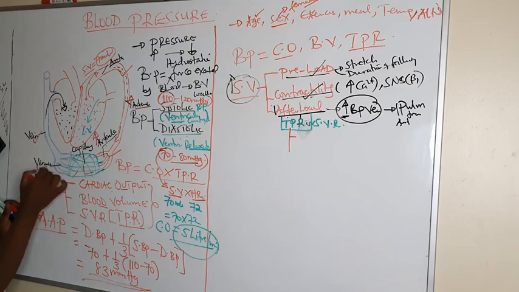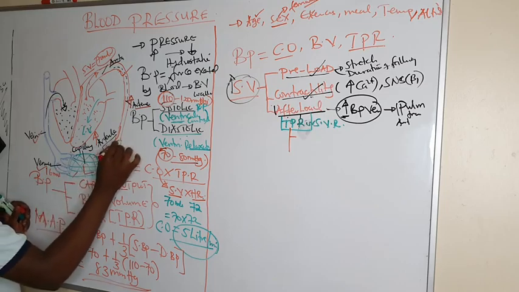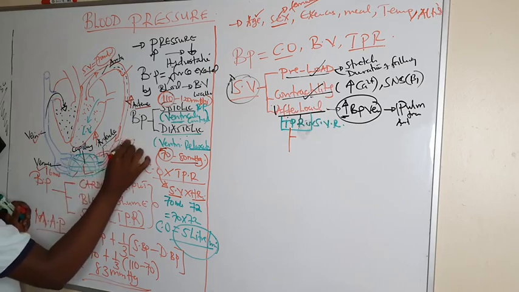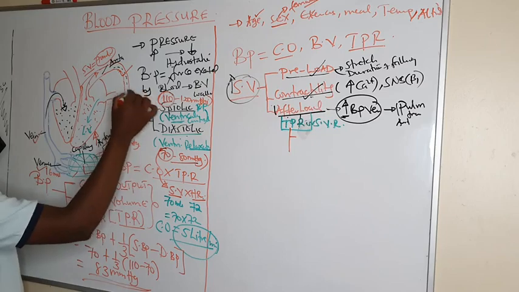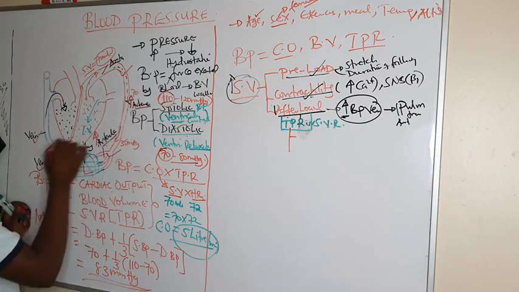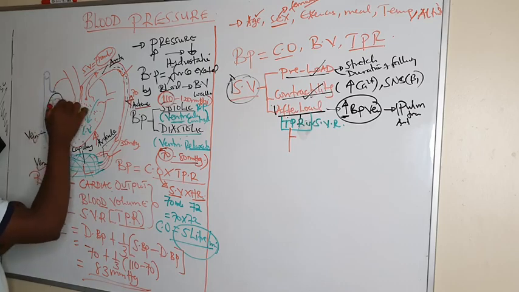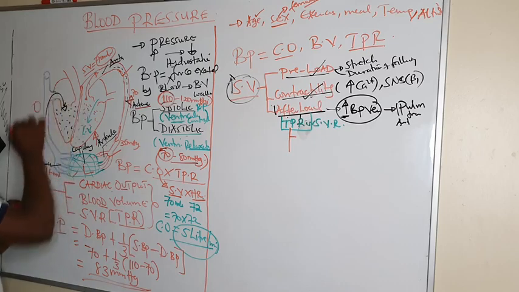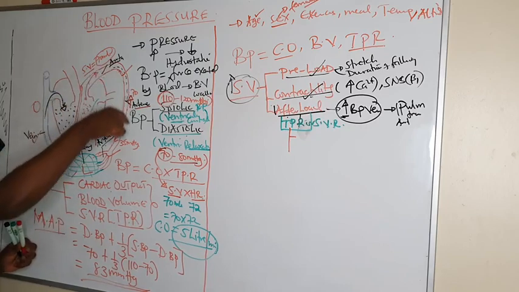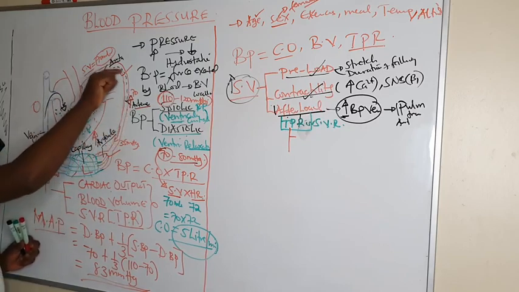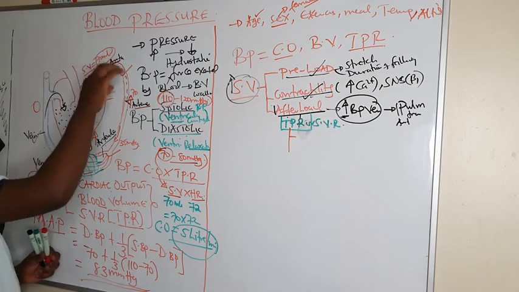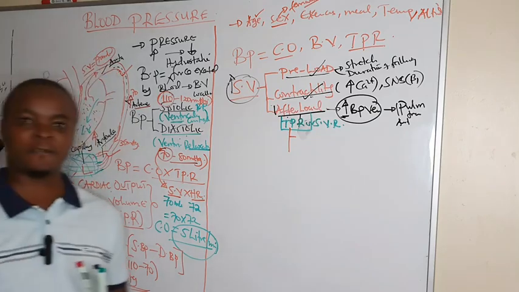it has already reduced to like 16 millimeters of mercury. Here in the arterioles, it is at 35 millimeters of mercury. Here it is still like at 70. Then by the time we go to the veins, returning back to the heart, it has gone to 0. So pressure keeps on reducing as blood is flowing away from the aorta to the rest of the body.